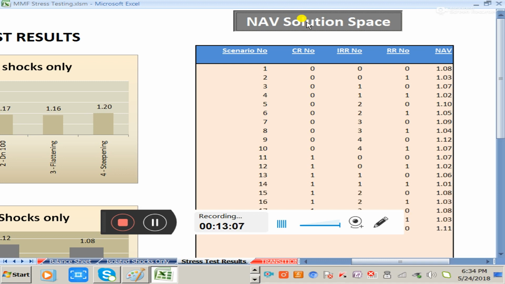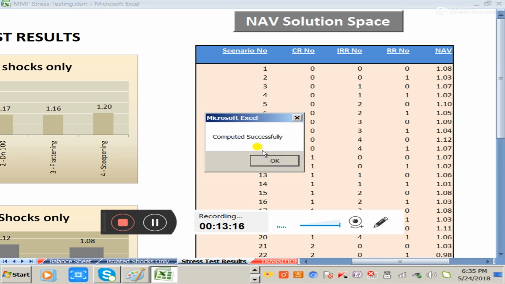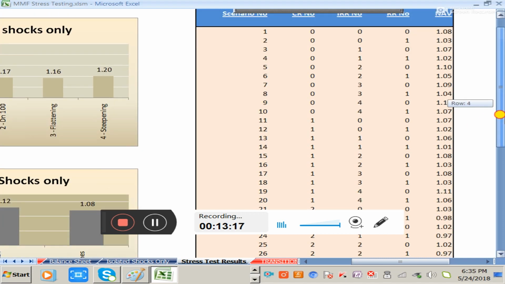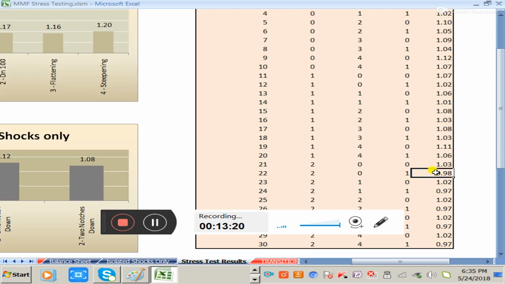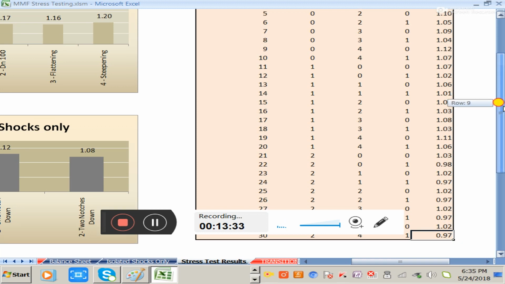So apparently we are lucky. The stress is not pretty high. Oh, there he goes. It computed successfully, and there you go. There are places where the fund broke the buck on scenario number 22, 26, 28 and 30. So these are the places where the stress has impacted the net asset value.